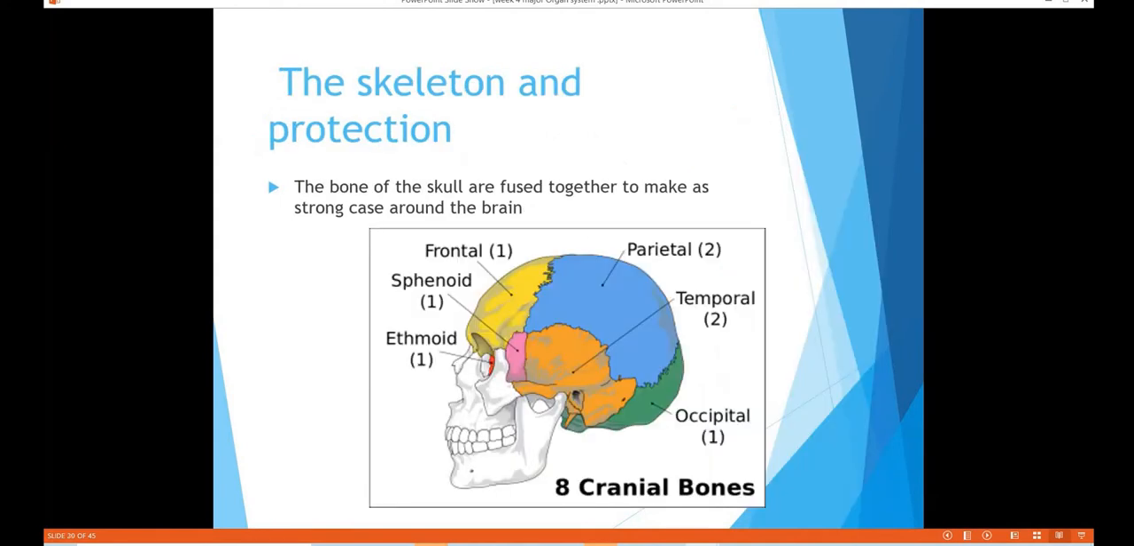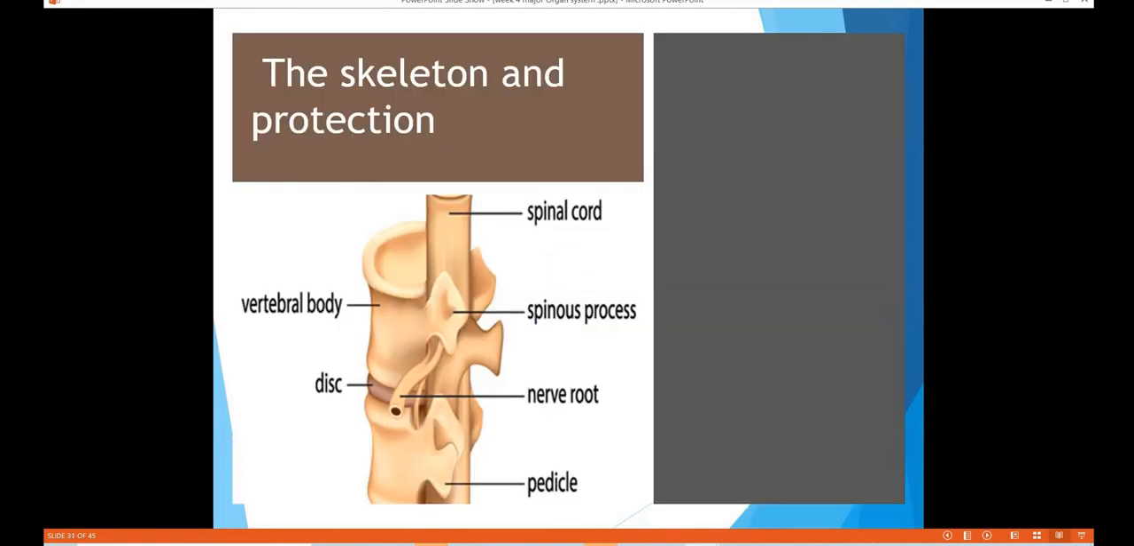Okay, then you can see in this picture the skull. The bones of the skull are fused together to make a strong case around the brain. These are the 8 cranial bones which you can see. This is occipital, this is temporal, this is parietal, frontal bone, this is sphenoid bone, and this is ethmoid bone. All these fuse together to form our skull, which protects our brain. Clear? No, you don't have to memorize these names. I will tell you what all to memorize. Just try to concentrate on the topic, because these are like tongue twisters for you.